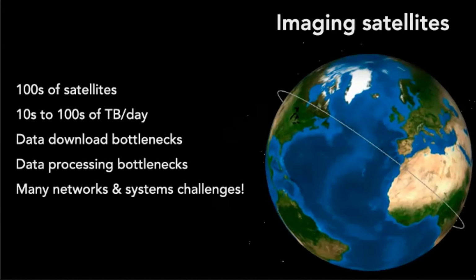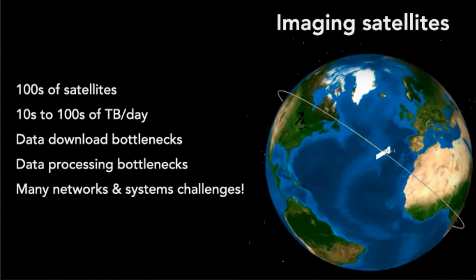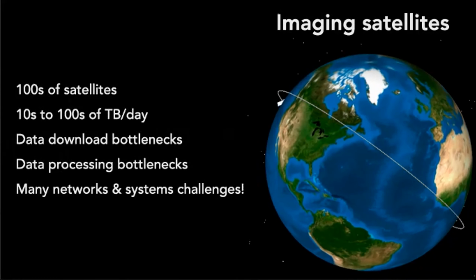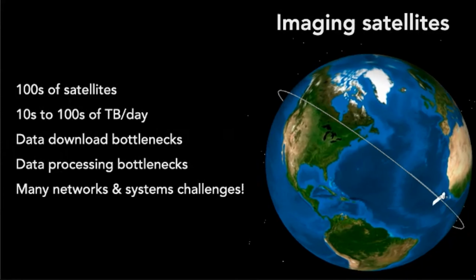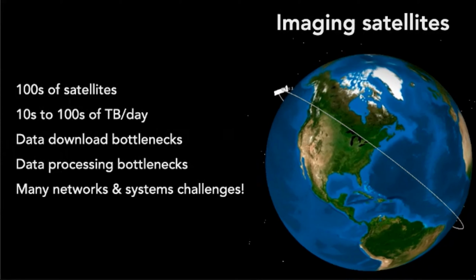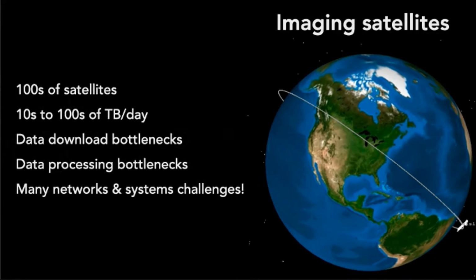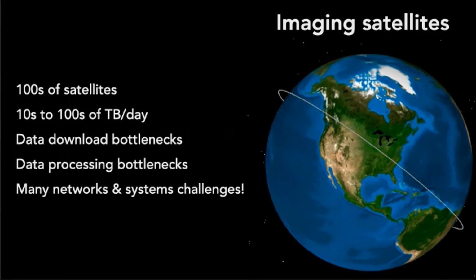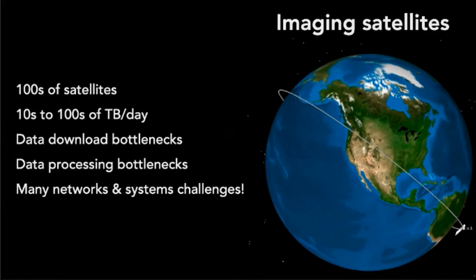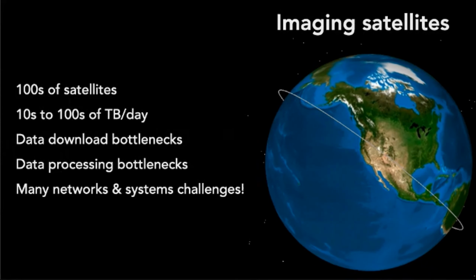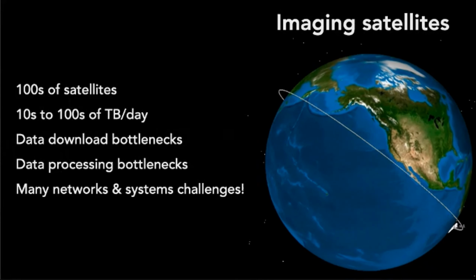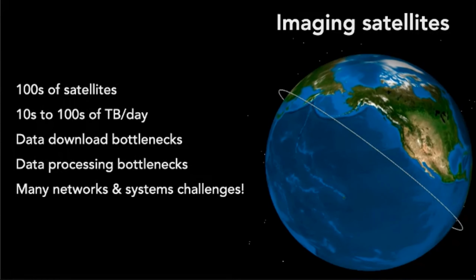This here is a coarse summary snapshot of today's LEO imaging ecosystem. You have hundreds of satellites in orbit doing various imaging tasks. These satellites together produce tens to hundreds of terabytes per day of data. This huge data volume creates bottlenecks for both data download, getting that data down to Earth from the satellites, and data compute, processing of that data to produce actionable insights or information. These bottlenecks are at the heart of the networks and systems challenges that we are interested in. And these challenges are getting more and more urgent over time.